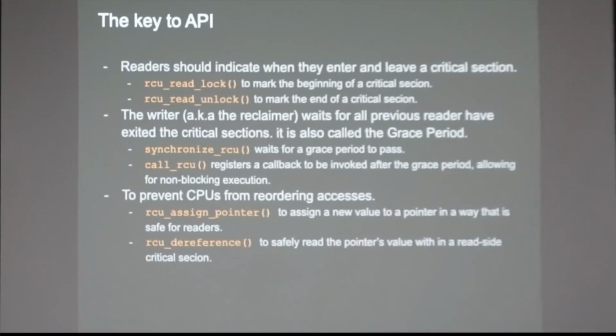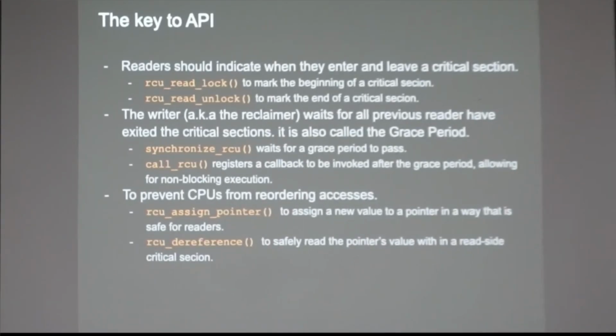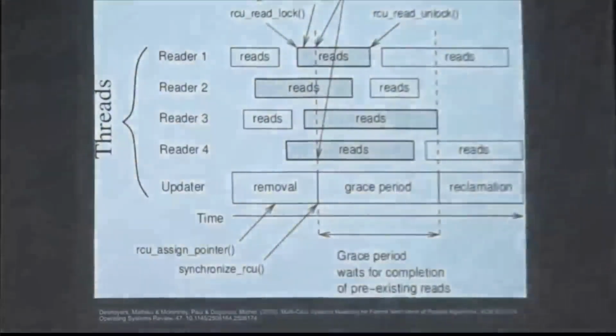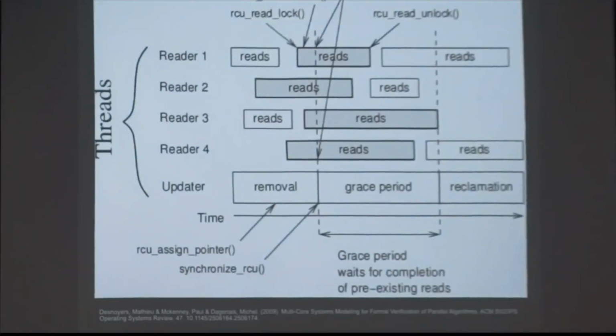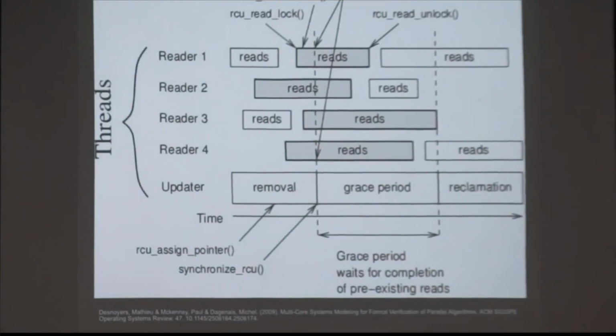RCU also comes with two APIs to access data safely: rcu_assign_pointer and rcu_dereference. You should use them to avoid memory model related issues. Let's take a look at this graph to understand how RCU works. This graph shows how reader threads and an updater thread interact over time.